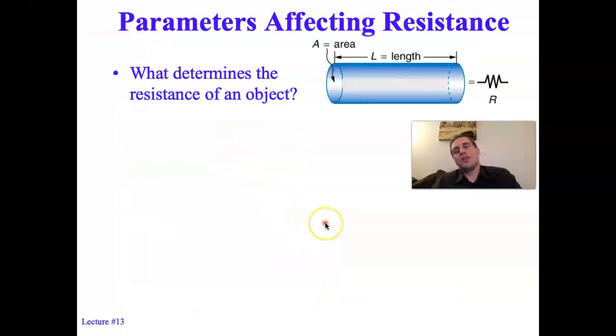Now, let's also talk about something else. Think back to that filament inside of a light bulb. That filament is very thin, and it has so much resistance that it heats up so that it glows. That's the way incandescent light bulbs work.